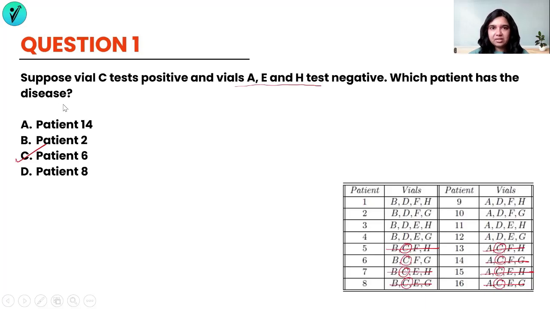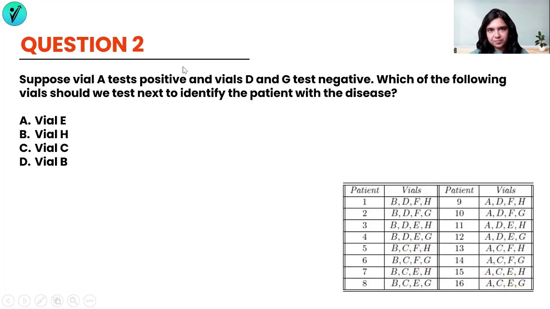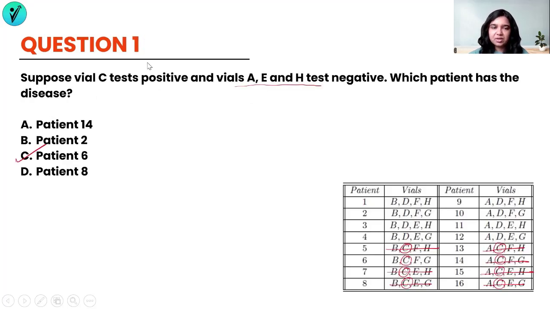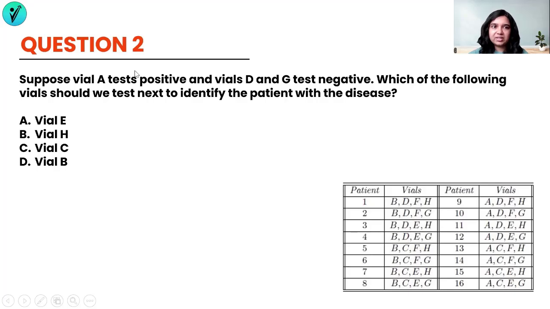Remember to not carry information from one question to another, because whatever is given in that particular question is specific only to answering that question itself. So suppose vial C tests positive, you cannot consider this situation and answer the second question. It is only for the first question. Once you get the answer to the first question, you're supposed to forget the information given here, and then go ahead and check the new information that is given in the second question.